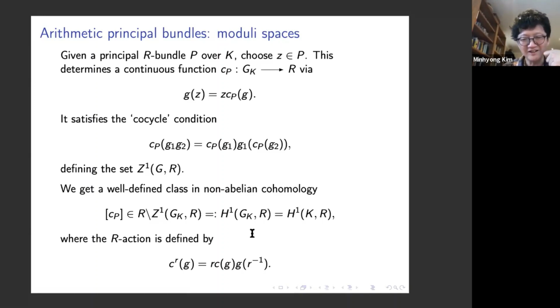But you can classify isomorphism classes of principal bundles using a non-abelian cohomology set: cocycles modulo an equivalence relation. Right? And cocycles are functions from your Galois group to the group. And you mod out by some equivalence relation, and you get something called non-abelian cohomology, which is simply a pointed set that classifies principal R-bundles with compatible G action in the sense that we described. So this is a simple version of the kind of moduli space that I referred to earlier, the moduli space of principal bundles.